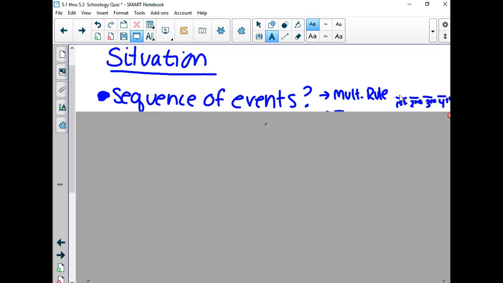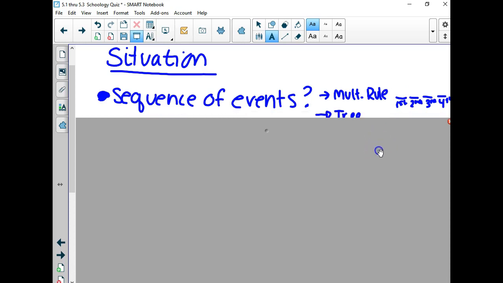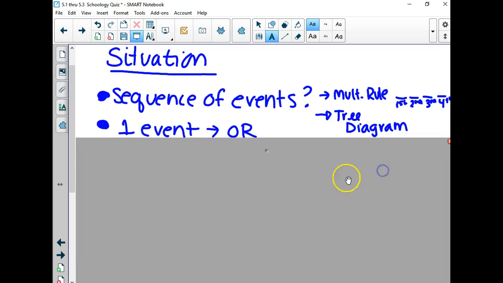For example, I think the disc problem in the Schoology exam was like that, where you were pulling out a red disc and then a blue disc, or a red disc and then another red disc. If the multiplication rule isn't working for you, you want to try the tree diagram.